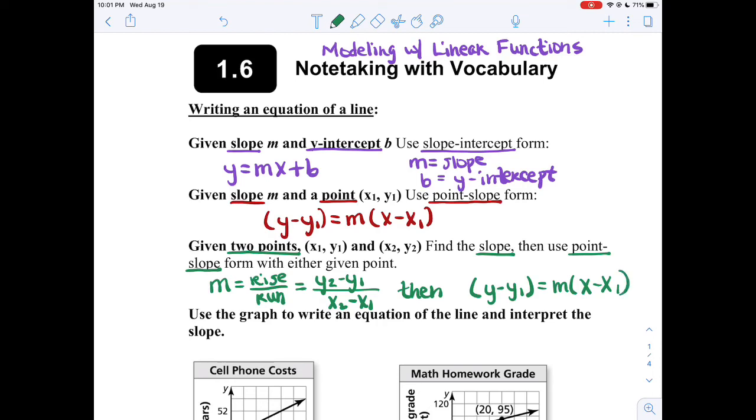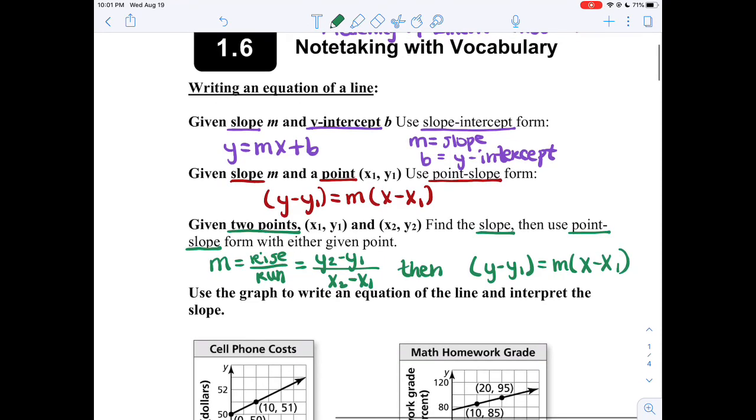There is one other method that I'm going to show you today if we're given 2 points, and that's to use the power of Desmos or our graphing calculator. So I'm just going to make a little note that we can also use Desmos or a calculator.